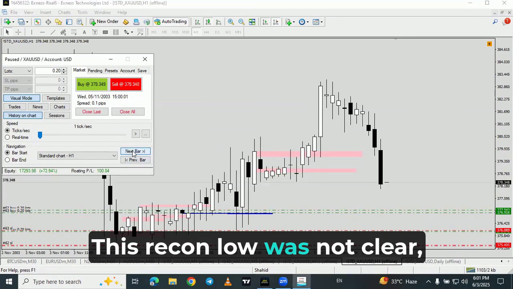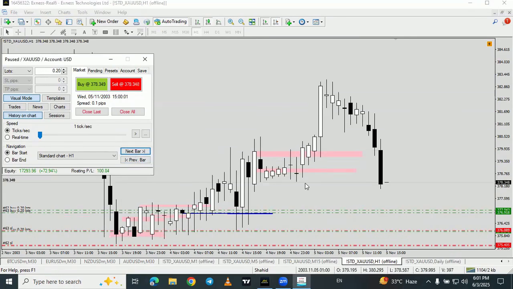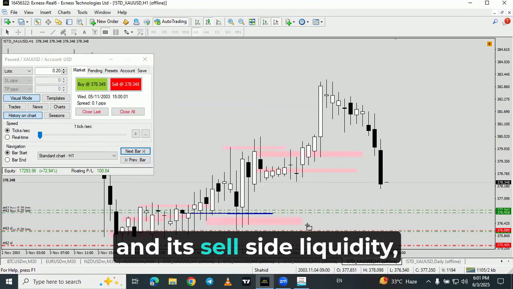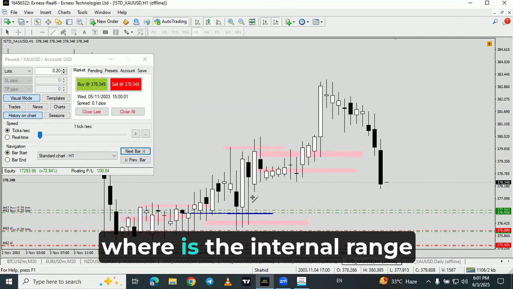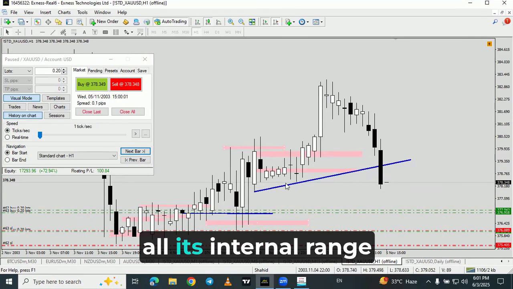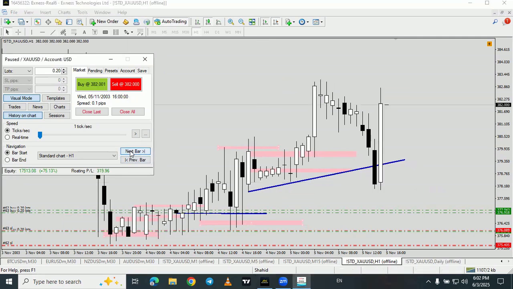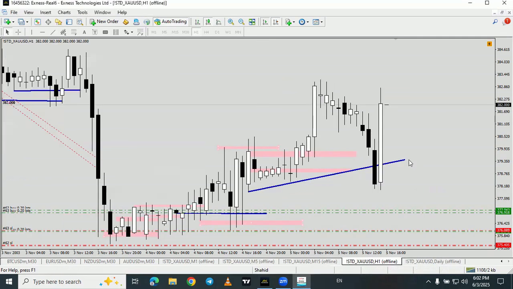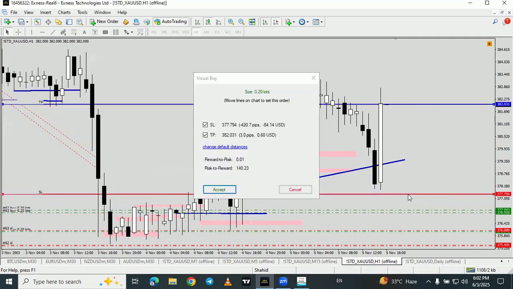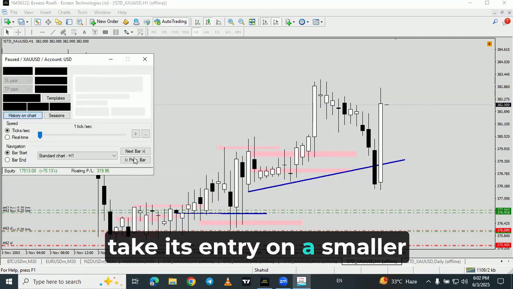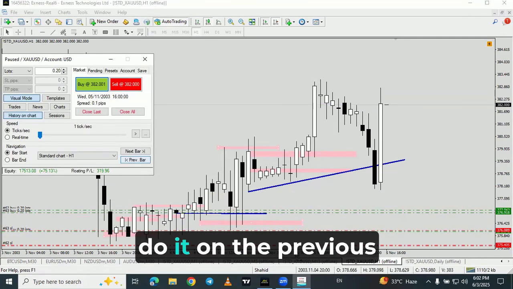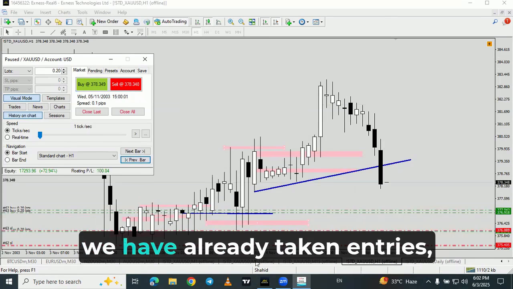This recent low was not clear. If you put it on the remaining buy side and its sell side liquidity, and in this, where is the internal range liquidity lying? All its internal range liquidities are lying. Take its entry on a smaller time. So how to take it? Do it on the previous bar, because yes, we have already taken entries.